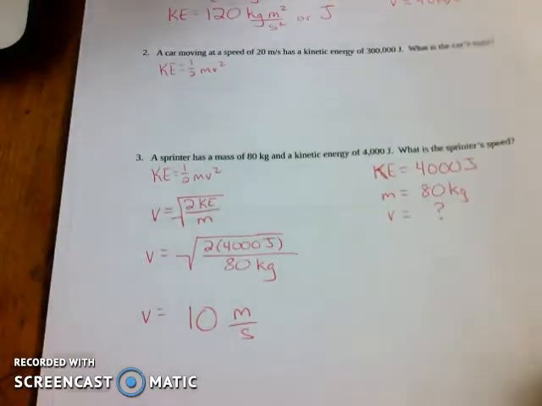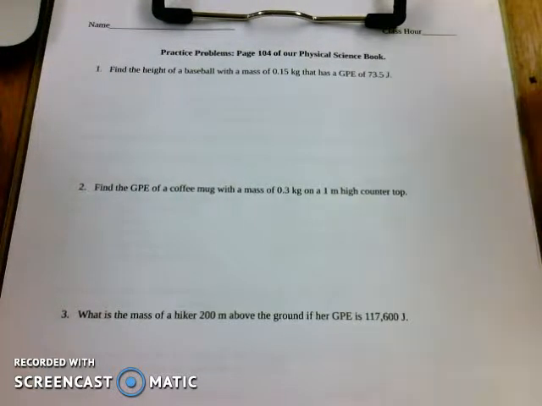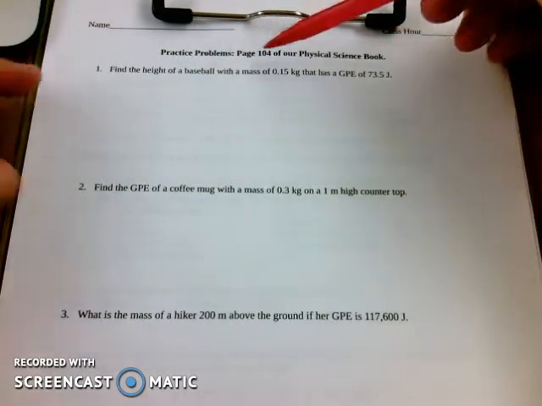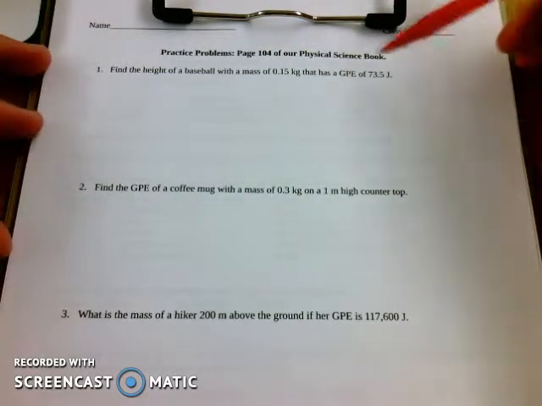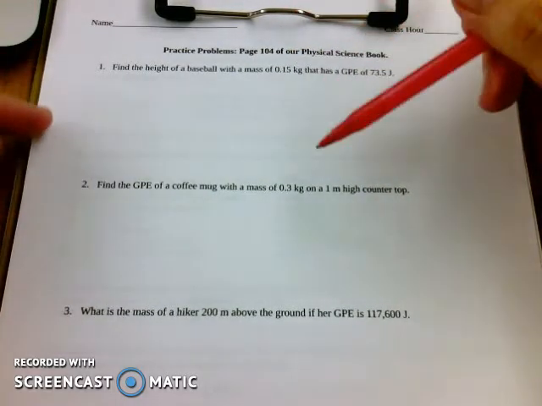Let's change this out. Let's flip it over. Look at the problems on the back. Oh, my back is blank. Let me find that. Okay, we're back. Here's the other side of the paper, right? Practice problems, page 104 of your physical science book. So in chapter 4, if you go to page 104, you'll find these 3 problems.